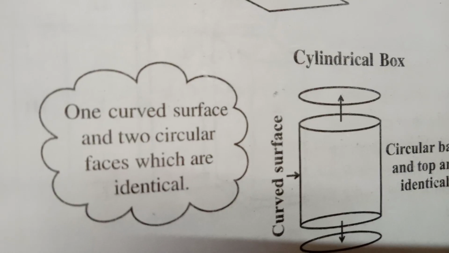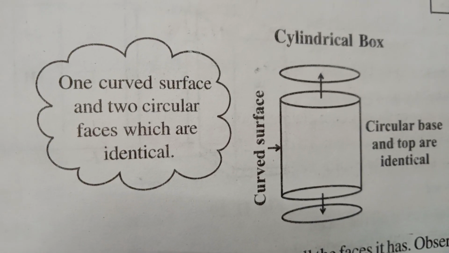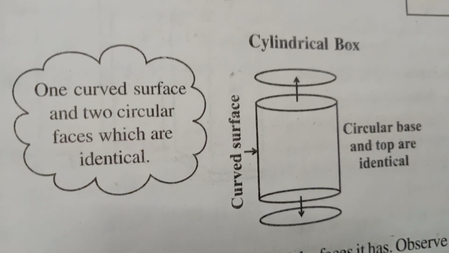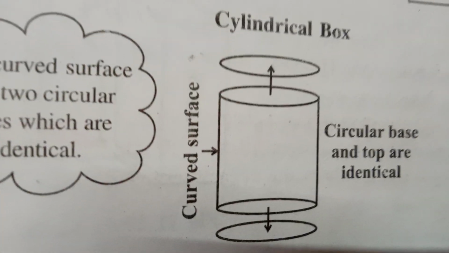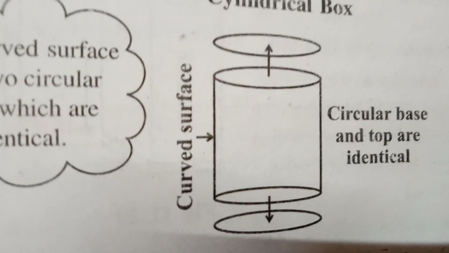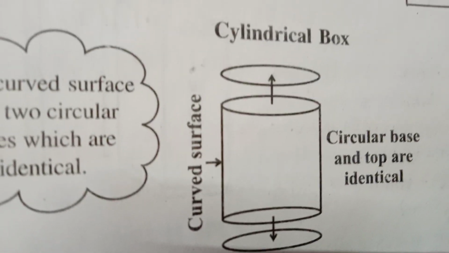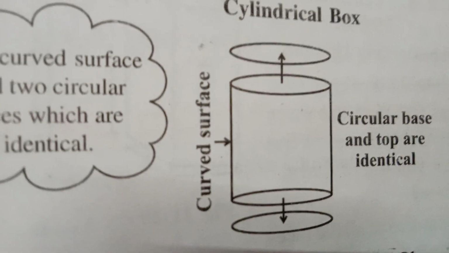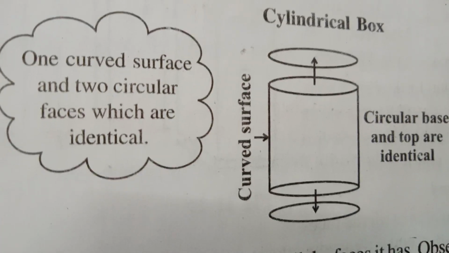Now we are seeing a cylindrical box. It has one curved surface and two circular faces which are identical. You can observe it clearly in the picture: the circular ends, top and bottom, and a curved surface. The circular base and top are identical. This is about the cylindrical shape.